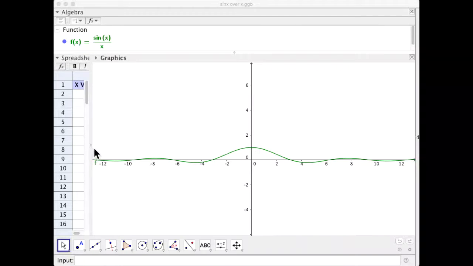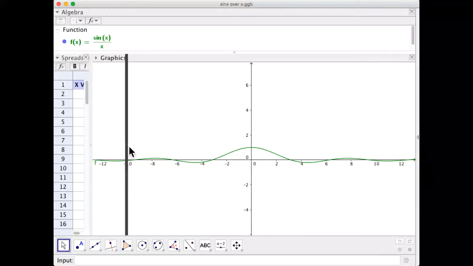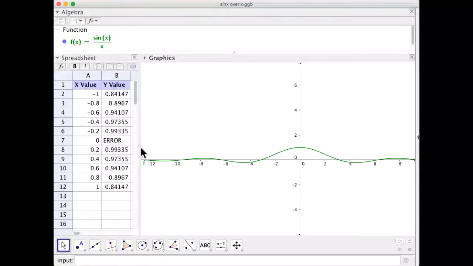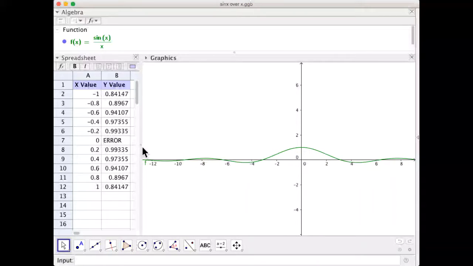So just to make this clearer, so we can examine this in a better way, I have a nice table of values. It's your typical t-chart. We have x value, y value, and I've created a list from -1 to 1, just so that we can see what's really happening at 0. As you can see right down here, when x is 0, we have an error. So we are correct in assuming that.